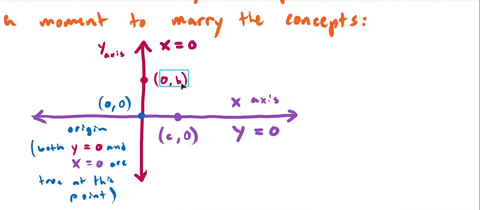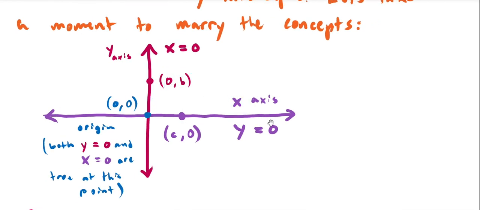So here I've just marked a generic point on that line. Every point on the x-axis looks like something, comma, 0. The y value is 0, and the x value could be anything. Both 0, right there at the origin. That is where both of them have the value 0. Both x and y have the value 0 at the origin.